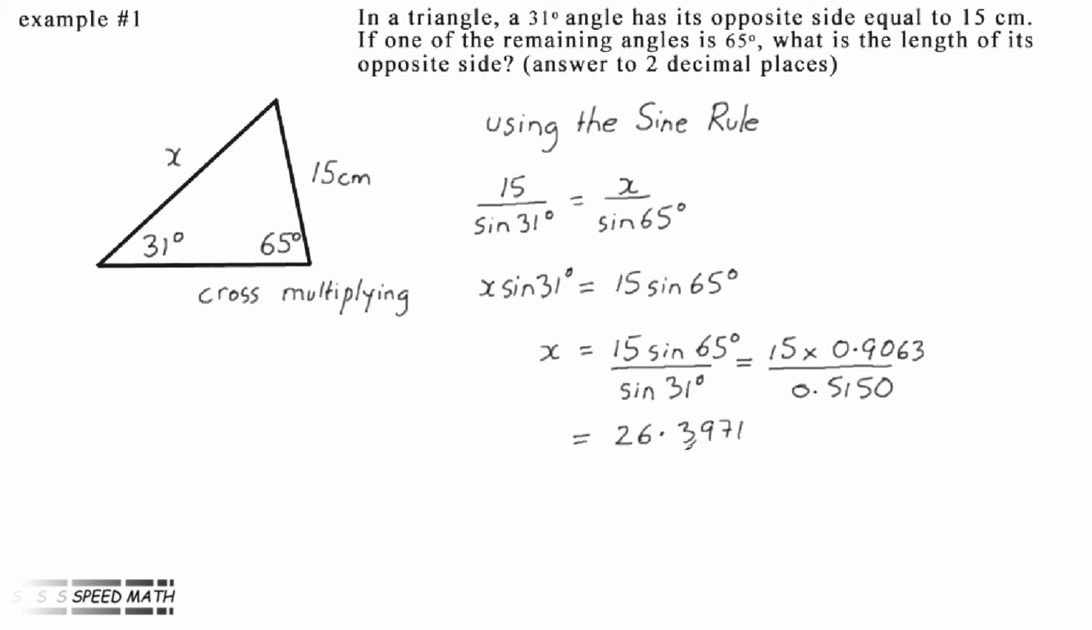Now to 3 decimal places this would give 397 at the end. To 2 decimal places the 7 rounds the 9 up to 10, which makes the 3 into a 4. So here we have the answer. Opposite side x is equal to 26.40 centimeters to 2 decimal places.